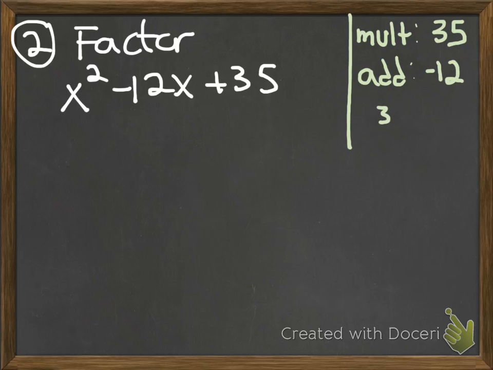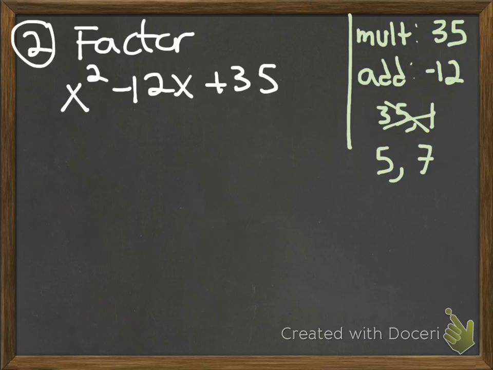Well, I always like to start with 35 and 1. That certainly multiplies to 35, but there's no way that's going to add to negative 12, so that didn't do it. Let's try again. What else multiplies to 35? 5 times 7, absolutely. 5 times 7 multiplies to 35, but 5 plus 7 is positive 12. So how am I going to get that negative 12?